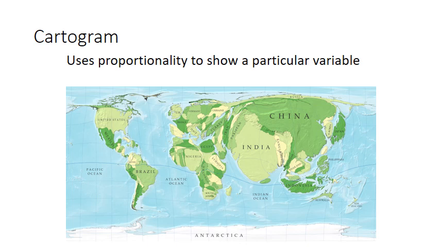A cartogram is a unique type of map because it uses proportionality to show a particular variable. Here in this map, population is displayed, and as a result, China and India are significantly larger than they would be on a regular map. You might notice that Canada and Norway and Russia are much smaller. Again, the size of the country is based on its population.